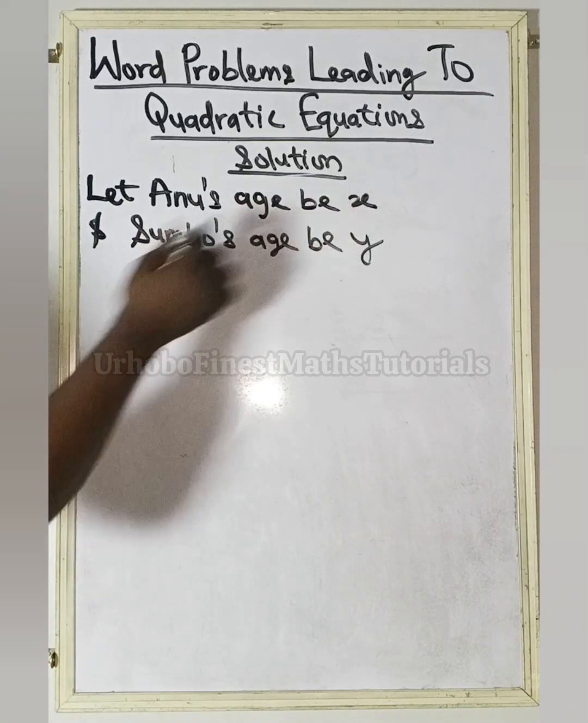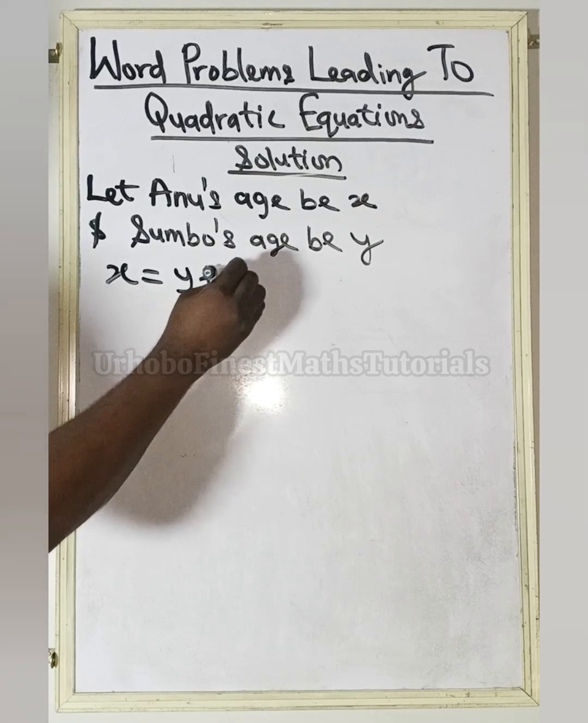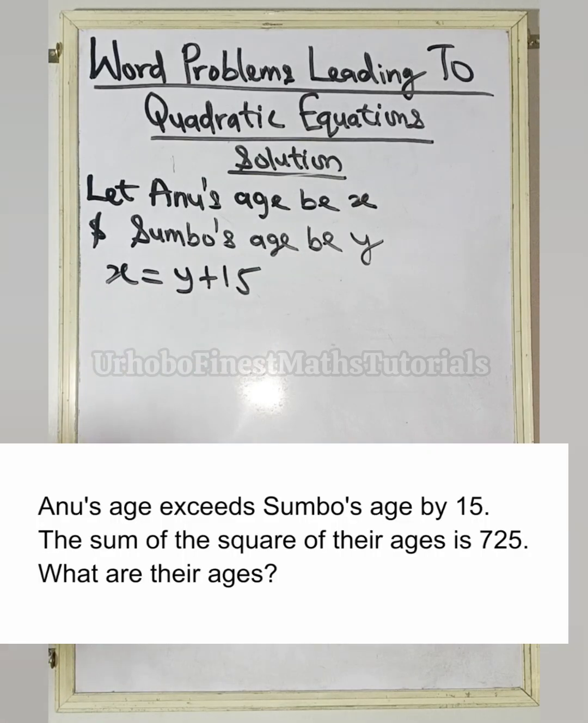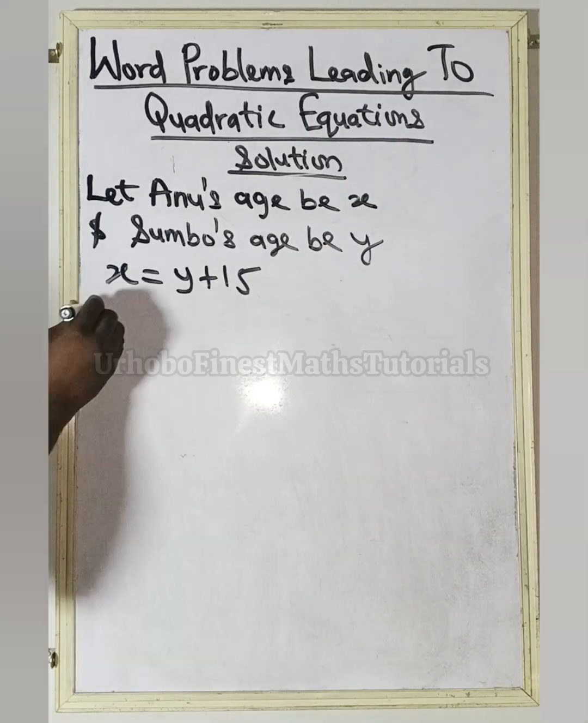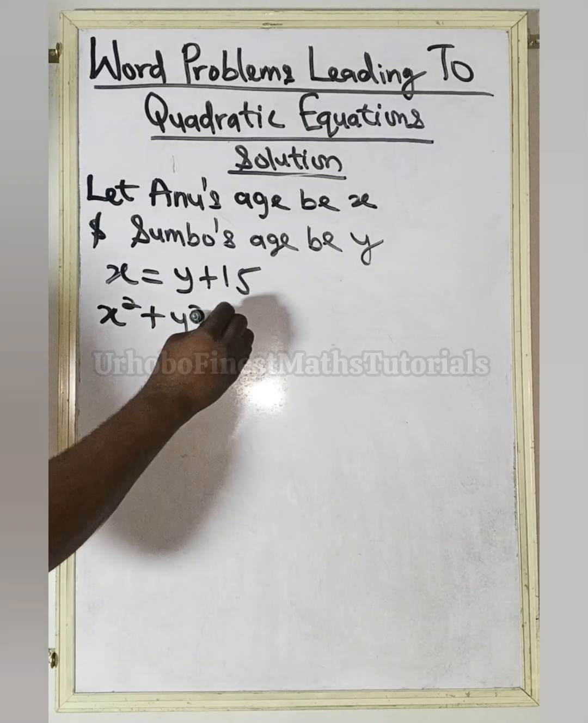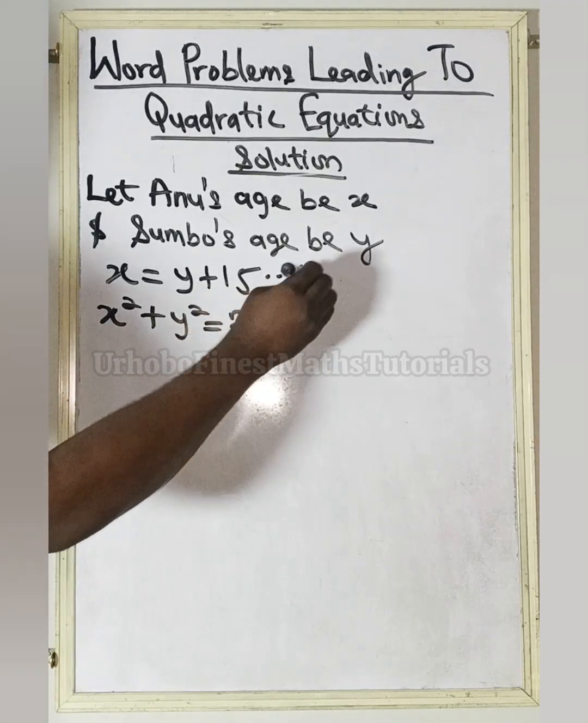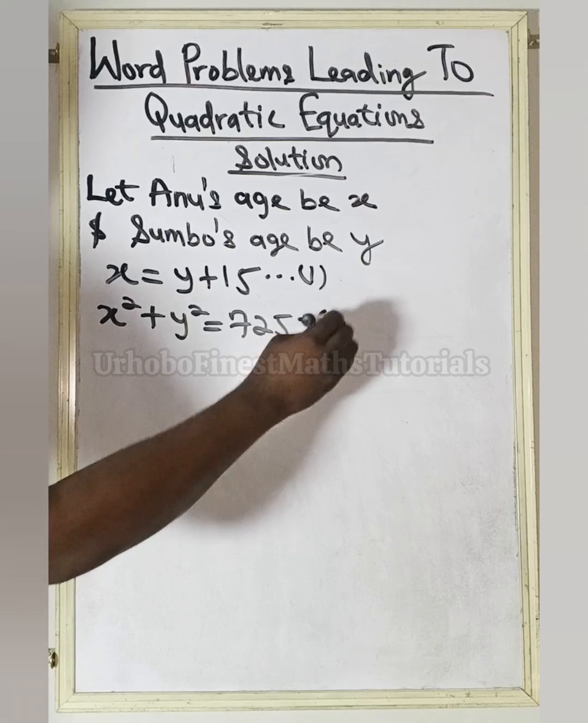So that will be what? Anu's age, x, equals Sumbo's age, y, plus 15. Then the sum of the square of their ages is 725. So that will be x squared plus y squared equals 725. We can call this equation 1 and we can call this equation 2.